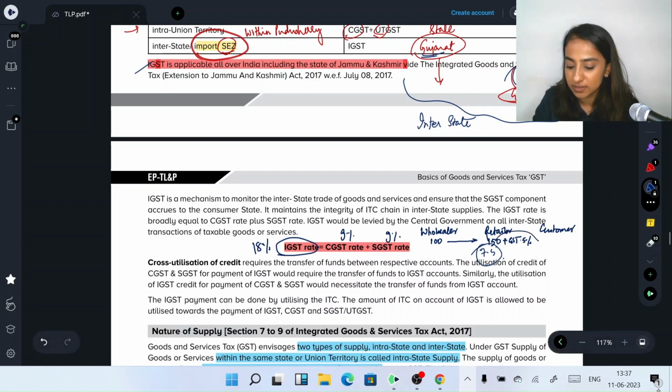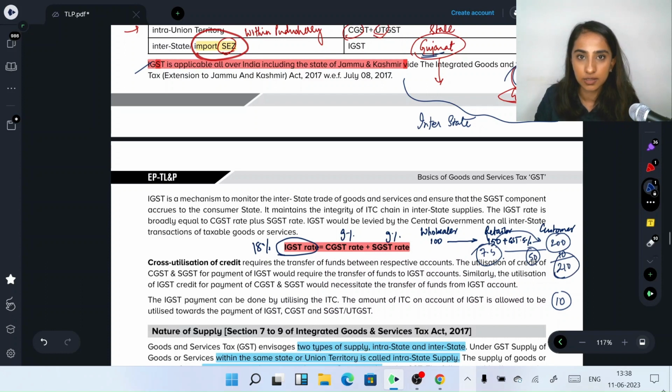Now let's say this fellow sold to the customer at 200 rupees. Okay, 50 rupees is his value addition. Do you agree? So on 200 rupees, if it is 5% GST, he has to pay 10 rupees as GST. 200 plus 10, this is your 210. This is your actual invoice amount. So 10 rupees is the GST amount that he has to pay.